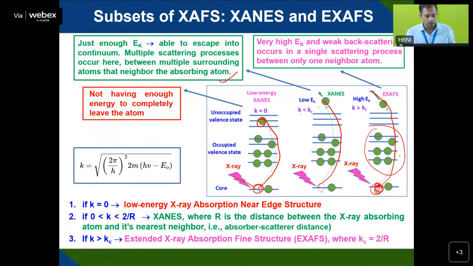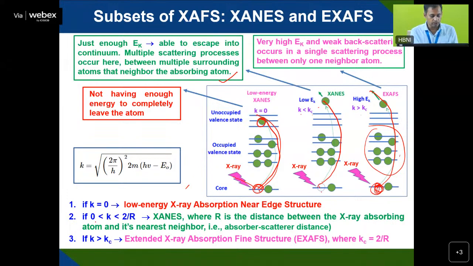So if K equals 0 in this equation, low energy X-ray absorption mainly gives the near edge structure, because the electron jumps to here but is not completely going out. But in the case where K lies between 0 and 2 by R, where R is the distance between the observer and the scatterer, this is one atom, this is another atom here. This is the scatterer, from here it will scatter, and this is the other atom, the observer. The distance between them is called R, the nearest neighbor distance.